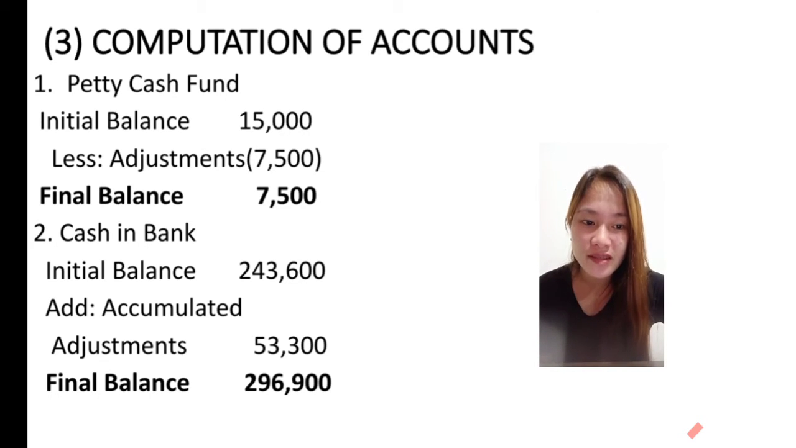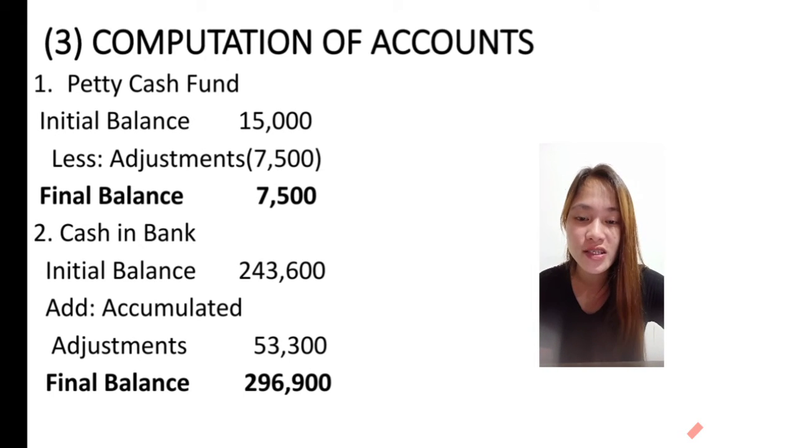Number 3 requirement is the computation of accounts. So number 1, compute the petty cash fund. So we have an initial balance of 15,000 pesos, less the adjustment, which is 7,500. So we have a final balance of 7,500.